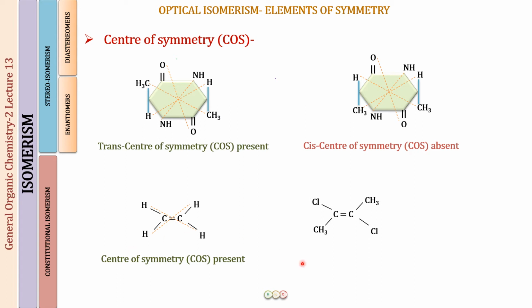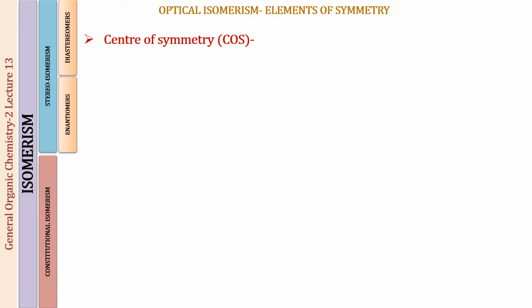Let us see one more molecule. Again here, from the center a carbon, from the center a CH3 and a CH3, from the center a chlorine and a chlorine. So again in this molecule a center of symmetry is going to be present.